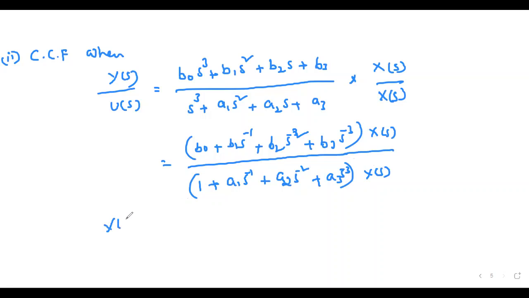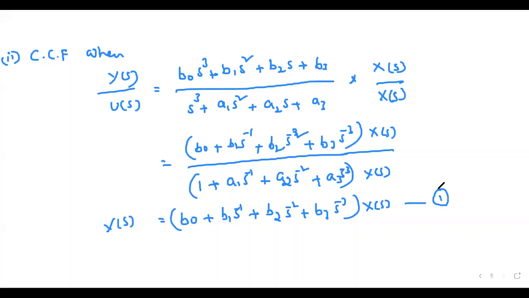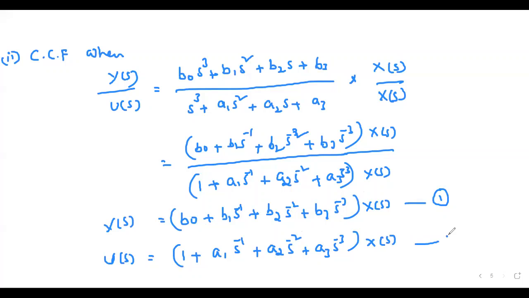Now I will write Y of s is equal to (b0 + b1 s^-1 + b2 s^-2 + b3 s^-3) into X of s. Say this is equation 1, and in a similar way U of s is equal to (1 + a1 s^-1 + a2 s^-2 + a3 s^-3) into X of s. Say this is equation number 2.